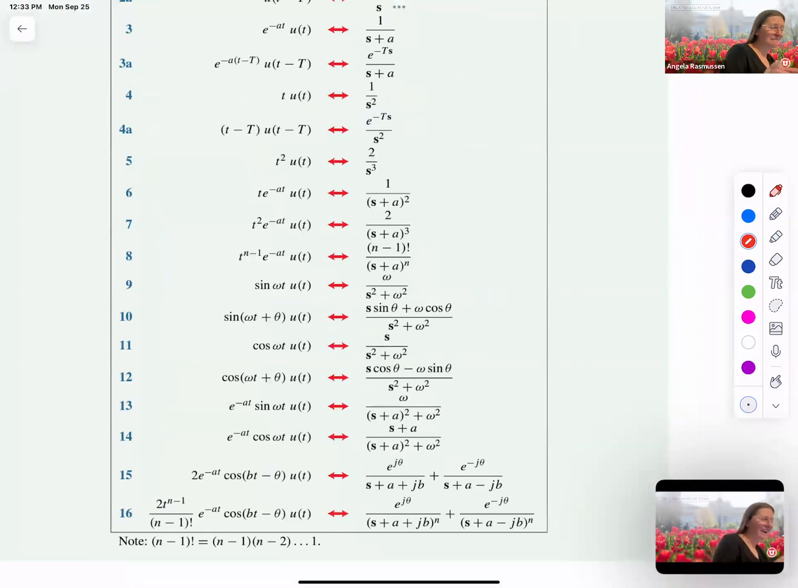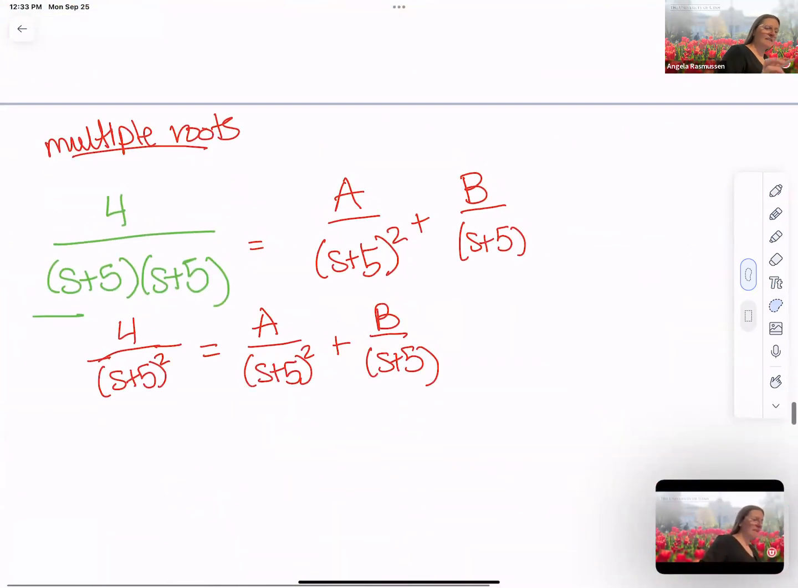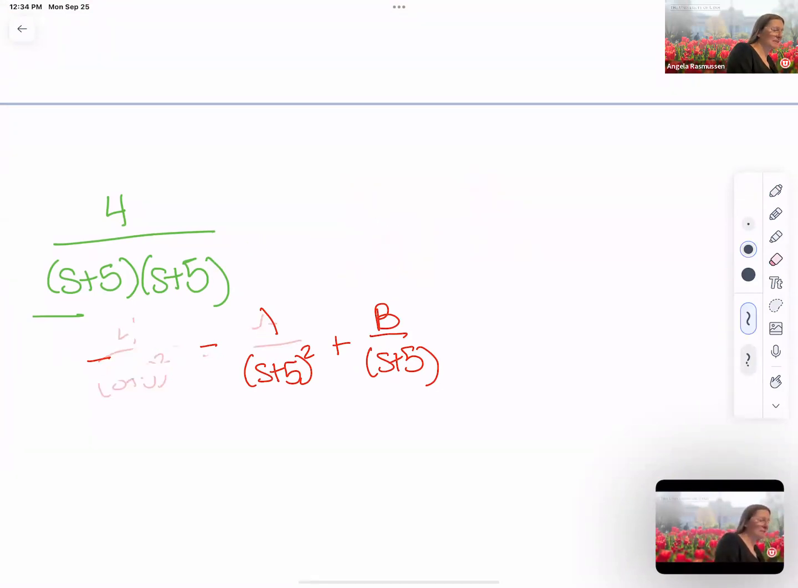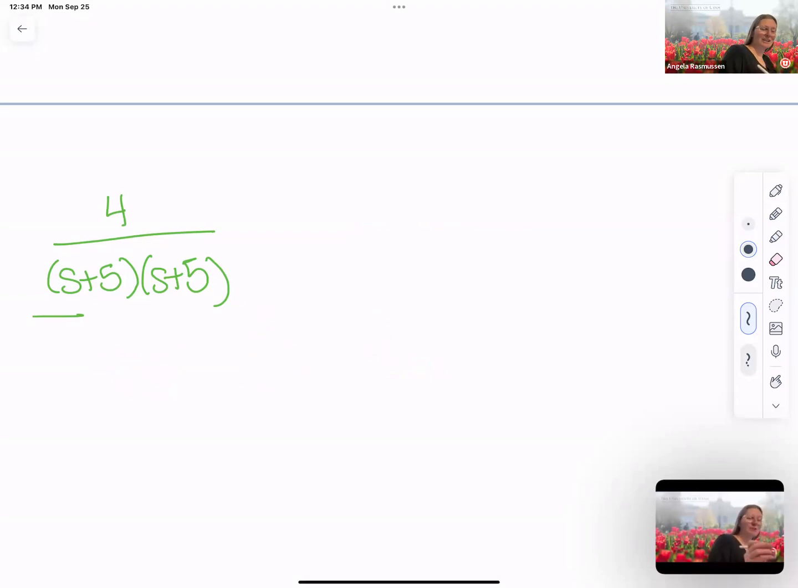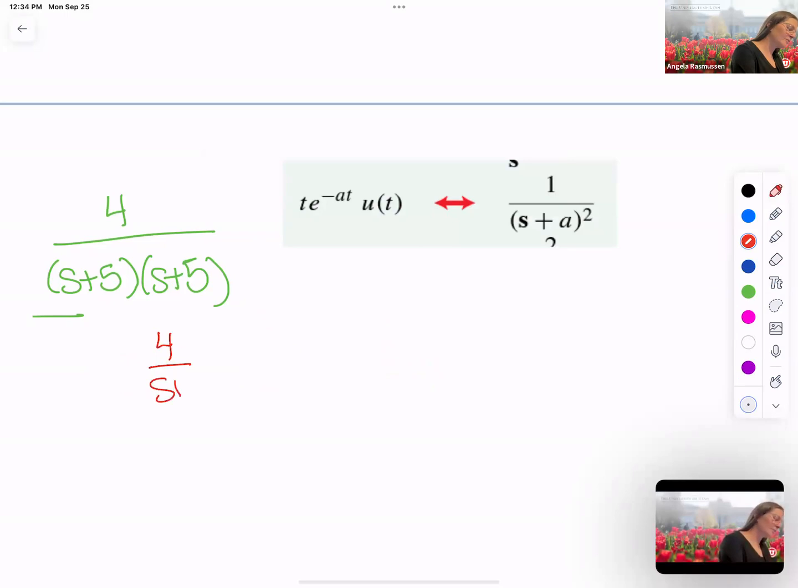Okay. We don't even have to do partial fraction expansion because we have this one. So looking at the table, to transform back to the time domain, once we have it in the form of a number over s, I'll get to partial fraction expansions in a minute. Once we get it to a form that matches the table, in this case, s plus a squared matches this one. So we have 4 over s plus 5 squared.